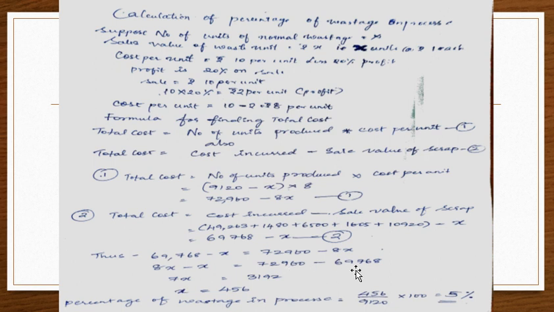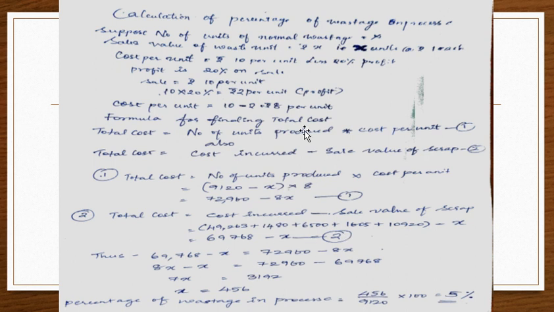72,960 minus 69,768 will give you 3,192. So x is equal to 3,192 divided by 7, which will give you 456 units. So the number of normal loss units is 456. This is the method you use to find out the missing terms.